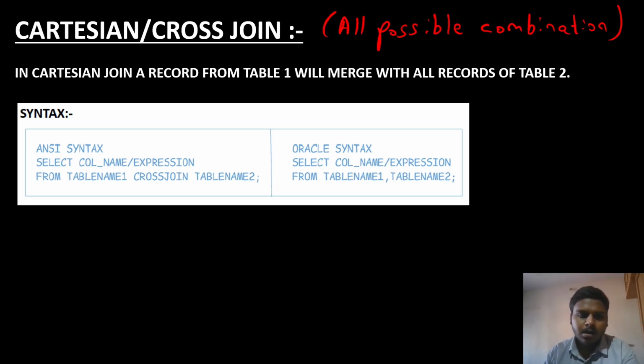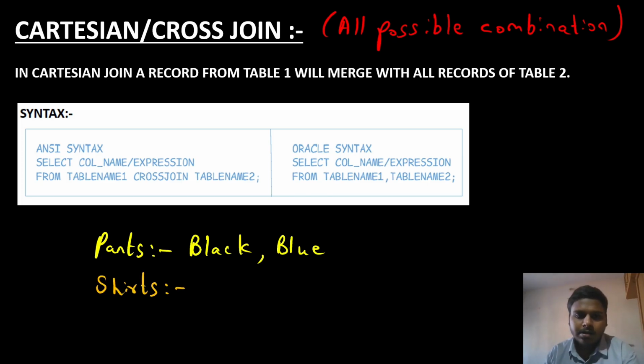Let me give you an example. Let's say you have two color pants. Let's say black color pant is there, and blue color pant is there. Now let's discuss shirts. Let's say a white color shirt is there. One more, a brown color shirt is there.